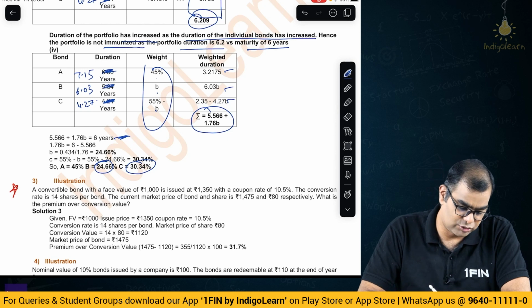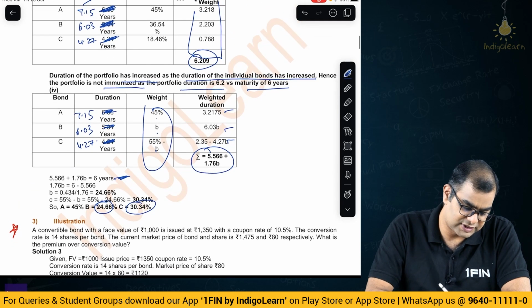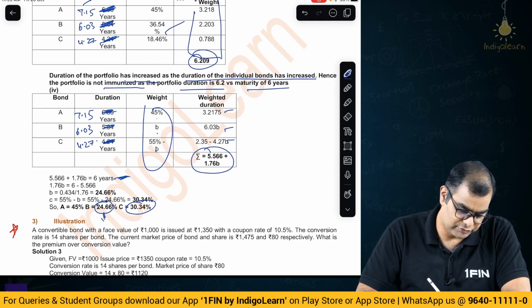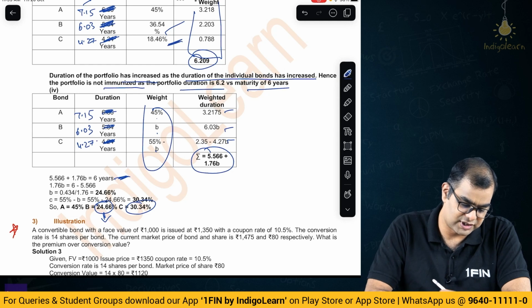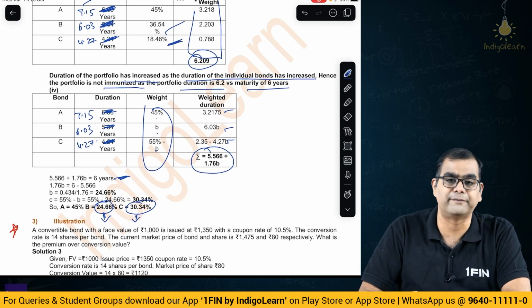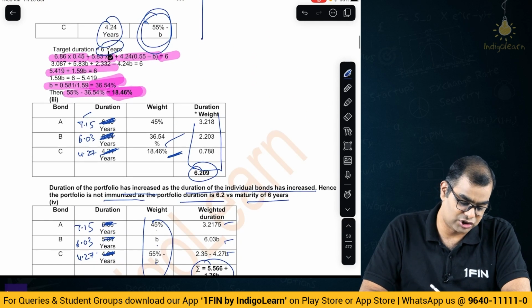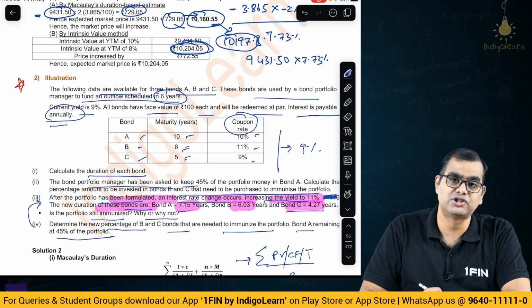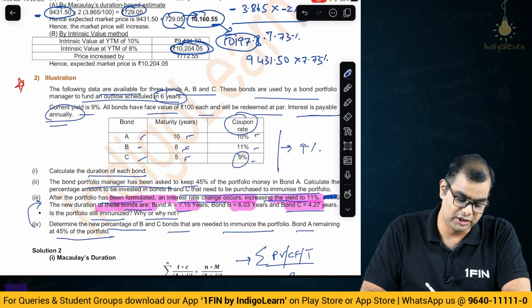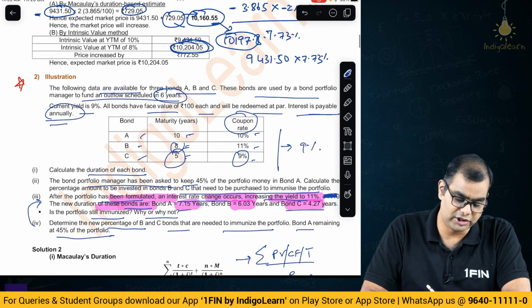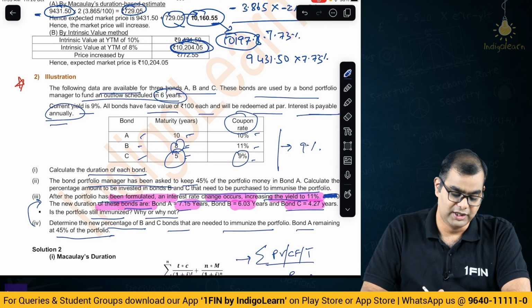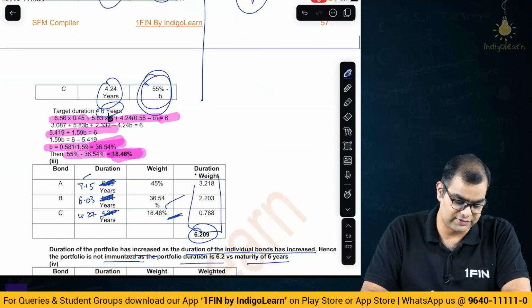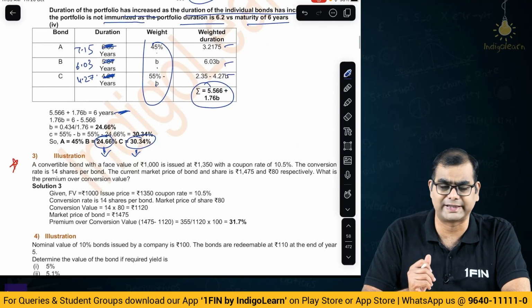Now, the weights have changed. Earlier, B was 36, now it has become 24. Earlier, C was 18, now it has become 30. So, the weight of a short tenure bond, C, which is a short tenure low interest rate bond, has actually increased, and a long tenure bond has decreased. Okay, so this is how you solve a problem like this. Very interesting question with good practical implications as well.